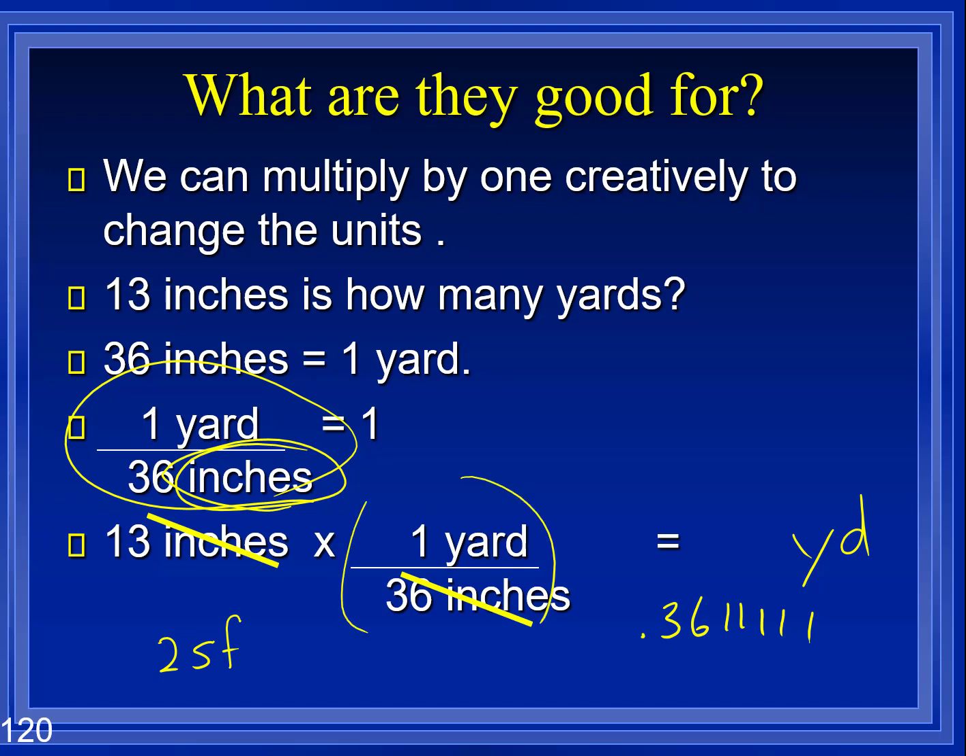why is 1 yard 36 inches? Because that's the definition, right? And is there ever going to be 37 inches? No. So this has unlimited sig figs. So which is smaller, 2 or unlimited? 2. So with 2 sig figs, my answer would be 0.36 yards. In the same system, conversion factors have unlimited sig figs.